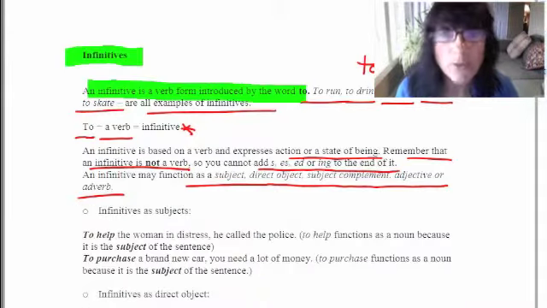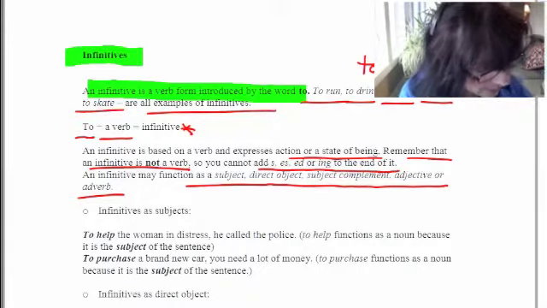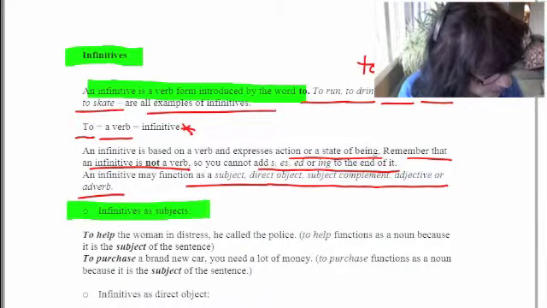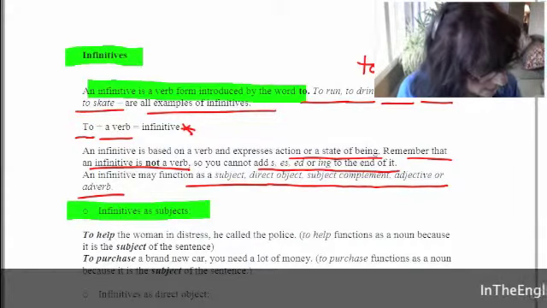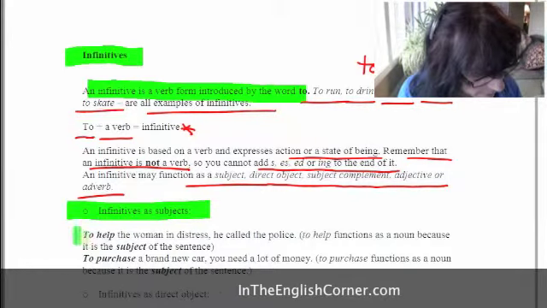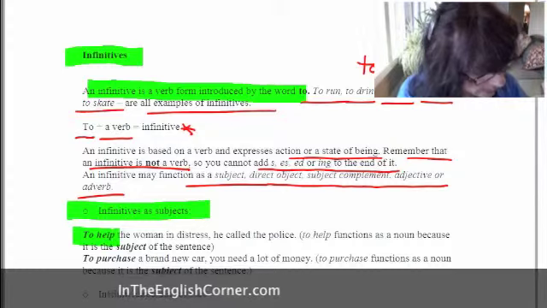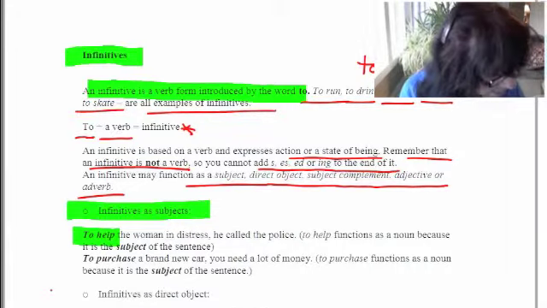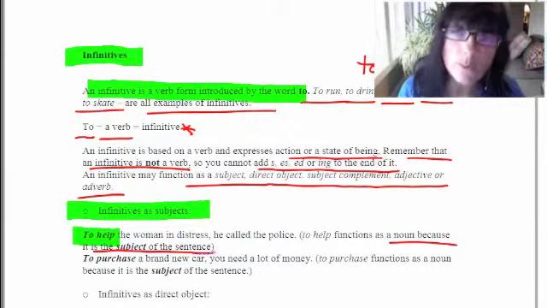So I provided you with examples of each to explain the role and the use of the infinitive in a sentence. First of all, the infinitive as a subject. To help the woman in distress, he called the police. You see the word to help. It's to followed by a verb. That's called the infinitive. In this case, it's also the subject of the sentence, because to help the woman in distress becomes the noun subject of the sentence. And you also see that to help functions as a noun because it does play the role of the subject of the sentence.